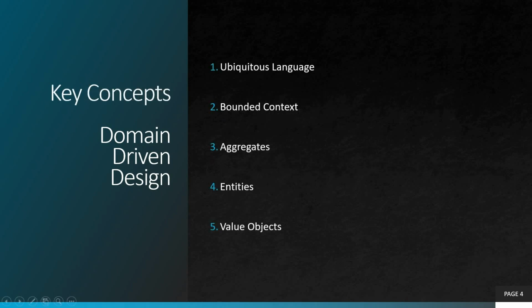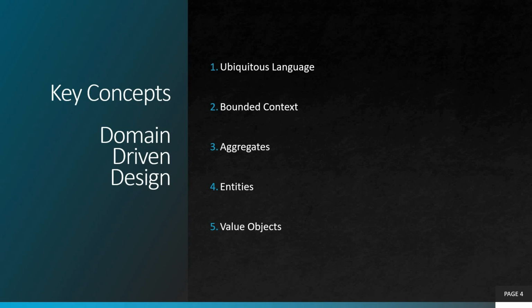Here, we're talking about key concepts of domain-driven design. First concept is ubiquitous language. Ubiquitous language means a shared language and glossary used by domain experts and developers to eliminate communication gaps. It creates a common understanding of the domain model and fosters collaboration.